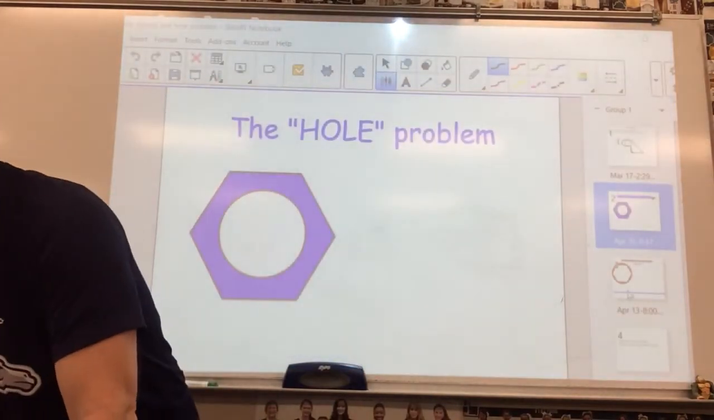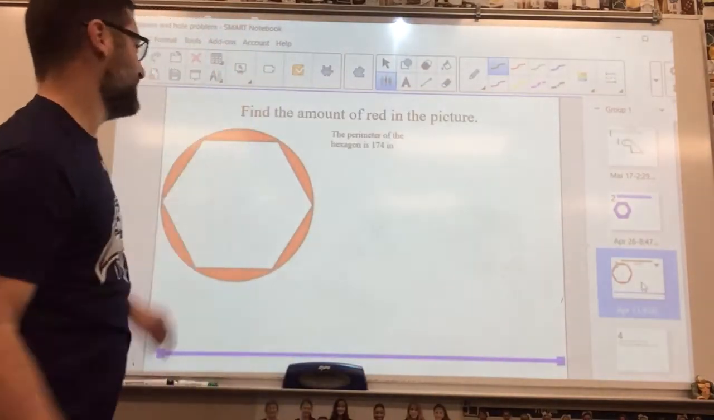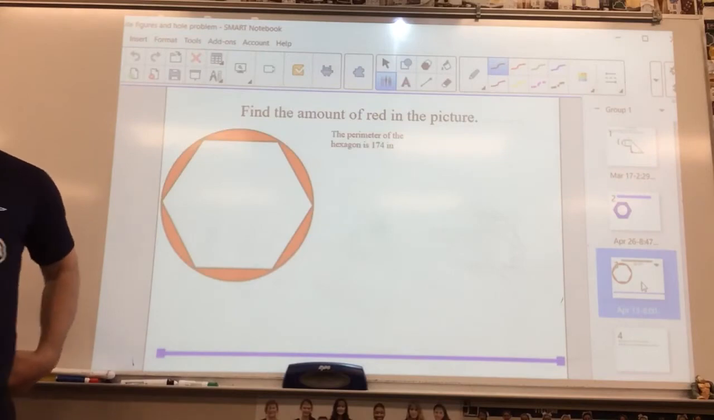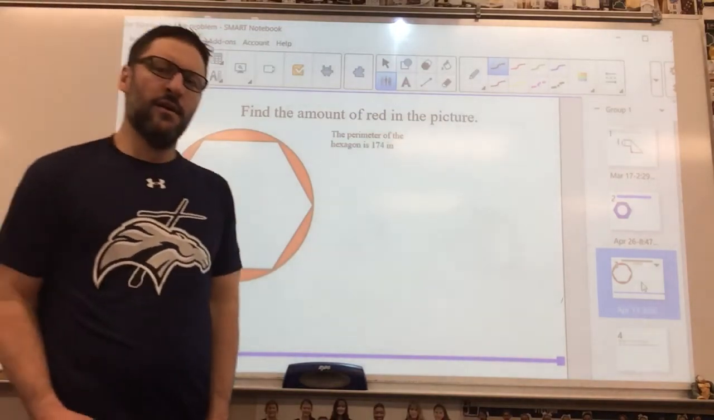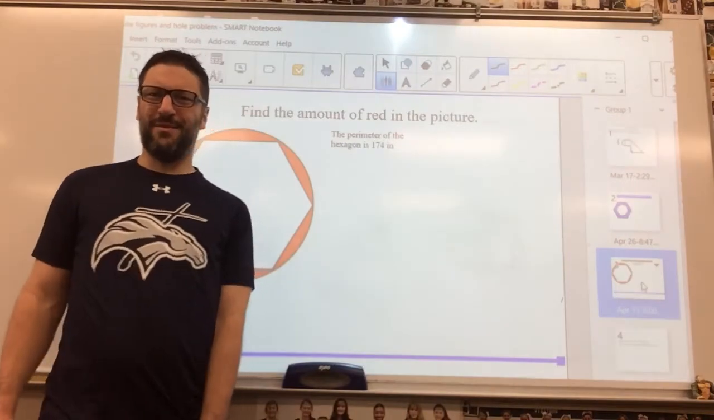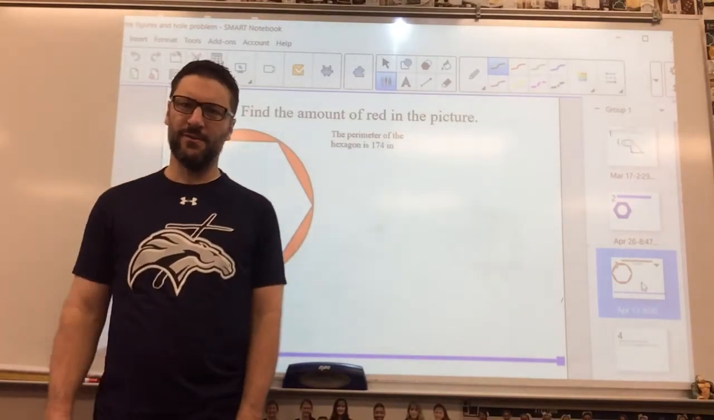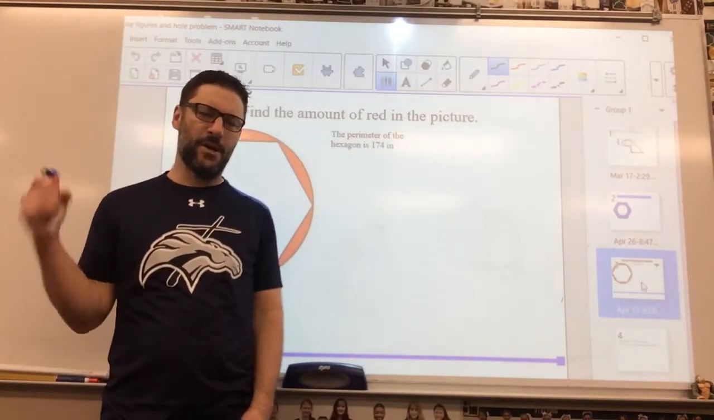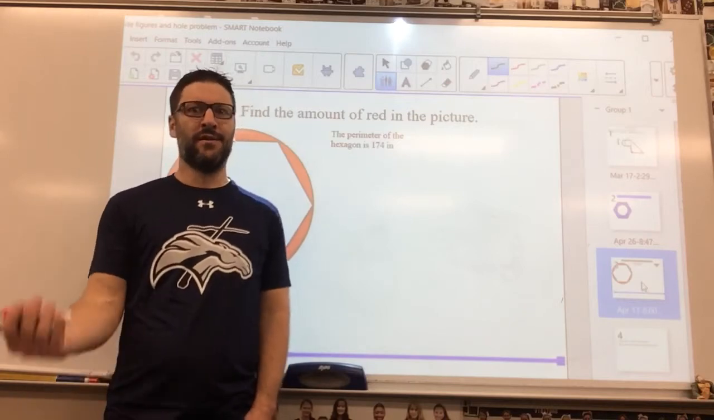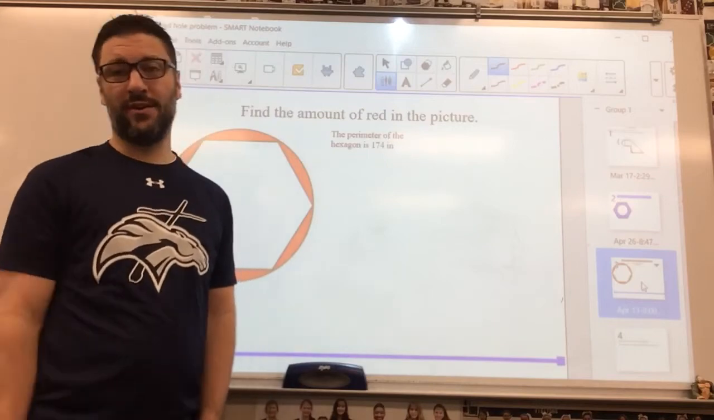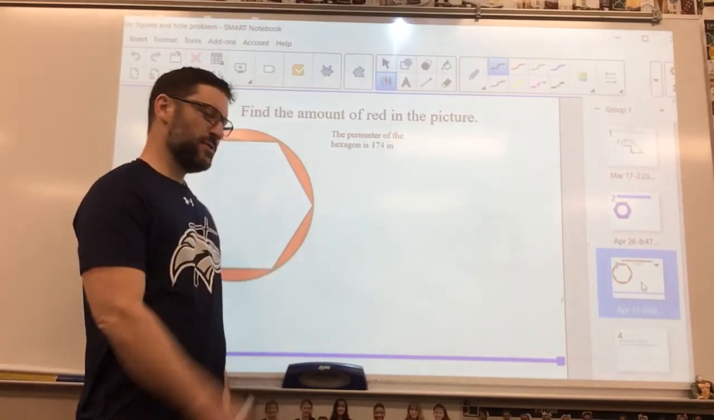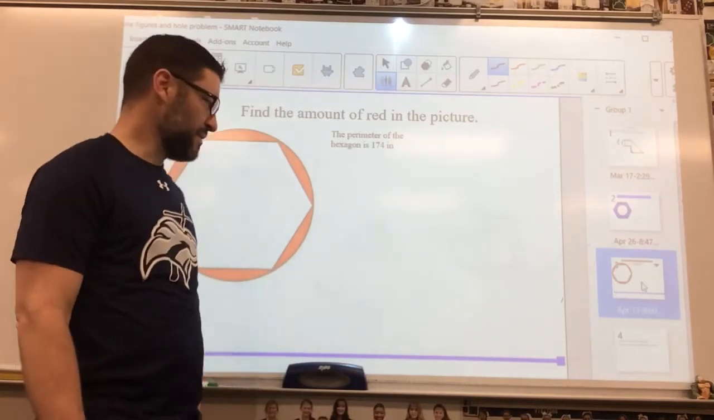All right, back to the whole problem. Now we have a problem that says find the amount of red in the picture. This is really one of my harder problems, one of the ones that tell me, hey, are you getting geometry in general? We see this again in Algebra 2 and again in pre-calculus, so you're going to see this problem again and again, and it's going to be important.